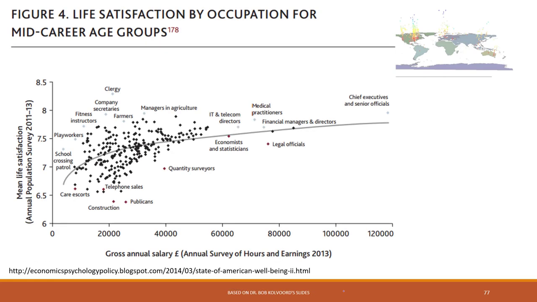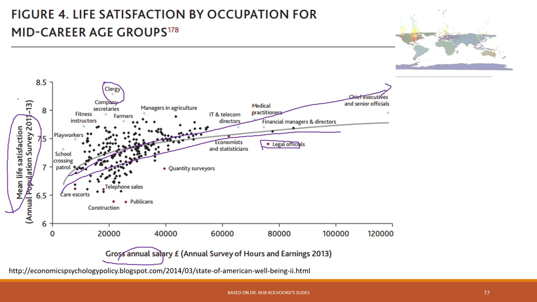And how about this one? Personally speaking, I like this one because it's very easy to understand and very simple. We have a trend line, and they compare gross annual salary versus mean life satisfaction. You can see that some people have a lower salary but very high life satisfaction, and some people may have a higher salary but lower life satisfaction. Generally speaking, if you have more money, you feel happier. We can also see some outliers. I think this is a great visualization that tells a very interesting story.